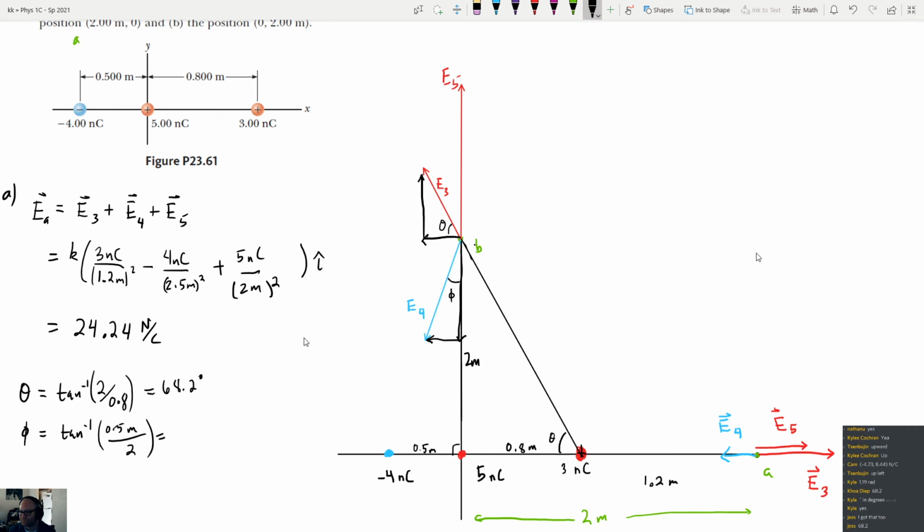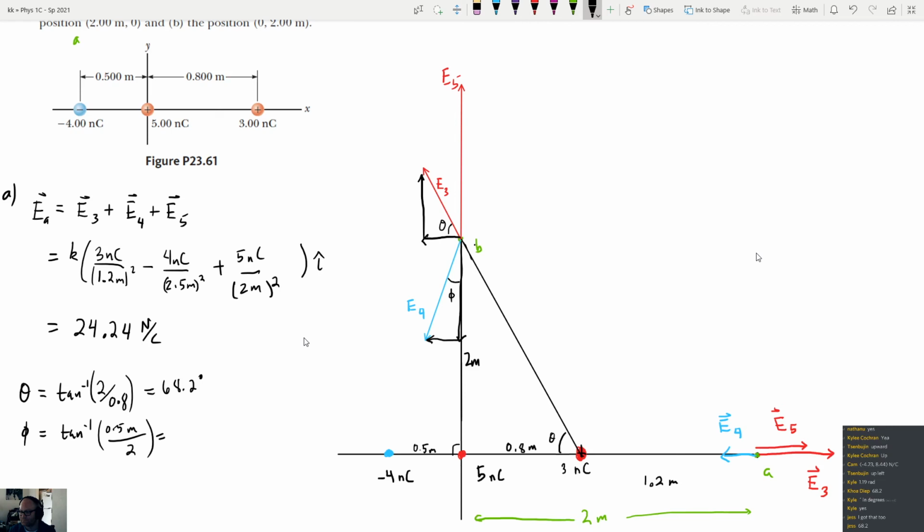Instead of calculating, I'm just going to say that we'll use the Pythagorean theorem, and the denominator down here is going to be 0.8 meters squared plus 2 meters squared. And this gets multiplied by the cosine of the angle. So this is times the cosine of the angle that we got before, which is 68.2.